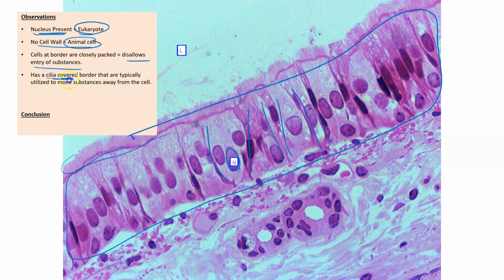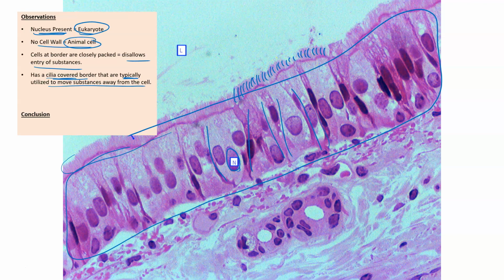It has a cilia-covered border. I don't know if you can tell, but all along this border are these really tiny projections. We call that cilia, and cilia have a particular function within cell structure. They are typically used to move substances away from the cell. Cilia around the outside of a cell are not typically associated with the movement of that cell. That would be pili and flagella, but cilia are really designed to move materials around the outside of a cell.